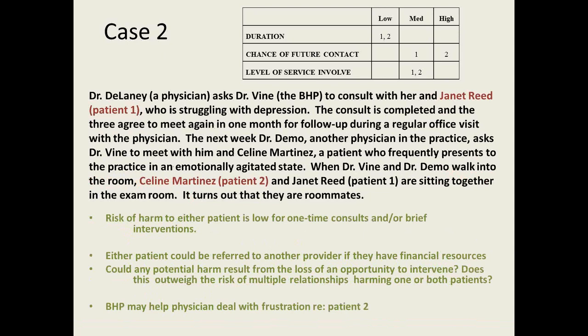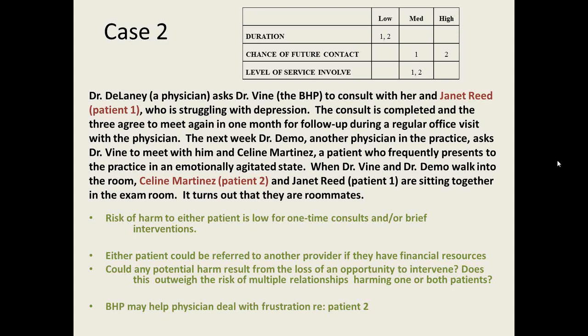Okay, so we're going to stick with case 2 right now. So we're going to assess the risk of harm to either patient on our matrix. Because we have not worked with either patient very long, our first patient, Janet Reed, was a one-time consult, and now we're walking into the room with patient 2, Celine Martinez, and meeting her for the first time. So our duration is very low as far as treatment duration. So we put both patients in the upper left-hand quadrant to rate them on duration. Either patient could be referred to another provider.